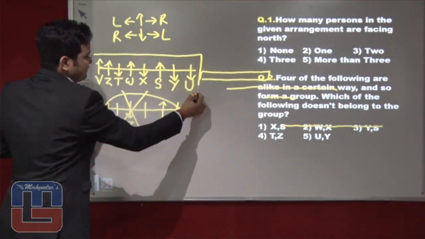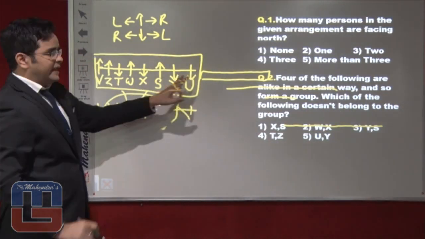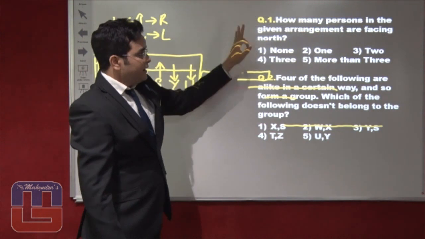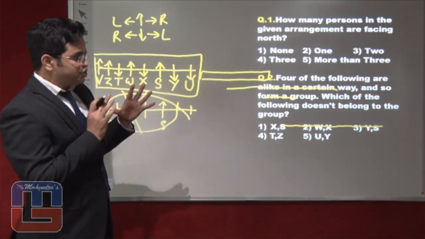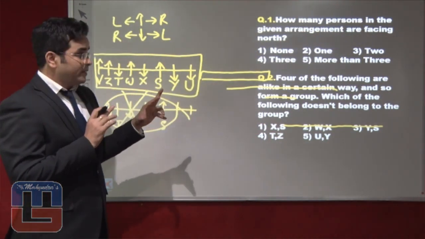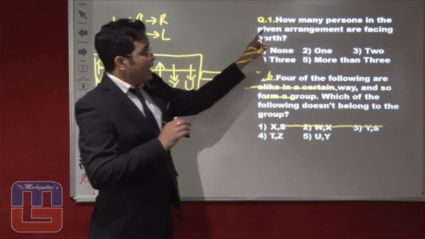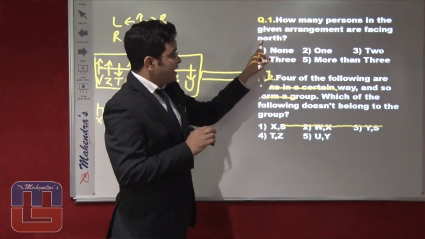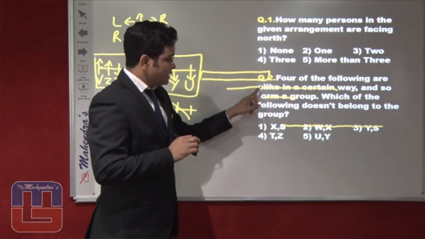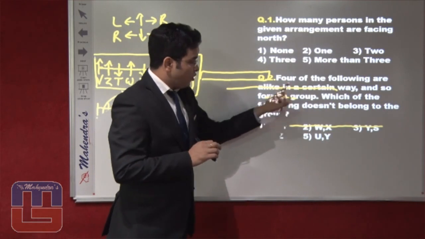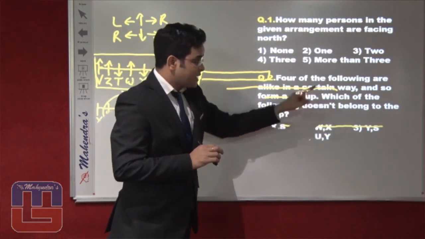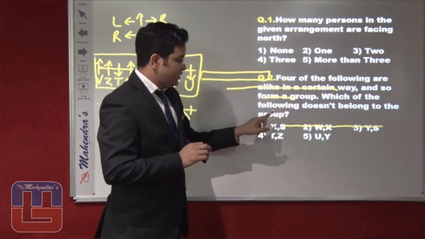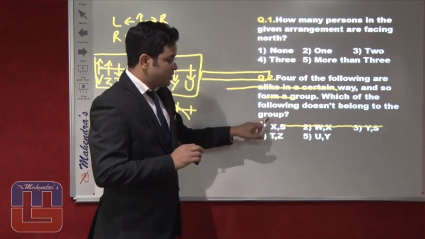On the diagram of this one, so we can check the next question. Very first question given. Before checking the question, one thing I'll say is to check what the given arrangement is, facing north. One question says, four of the following are alike in certain ways and so form a group. Which of the following does not belong to the group?